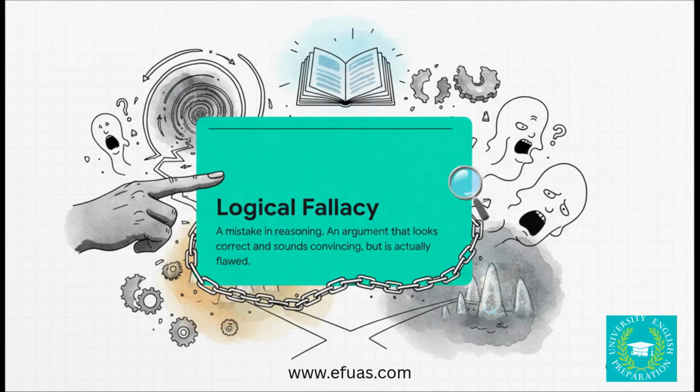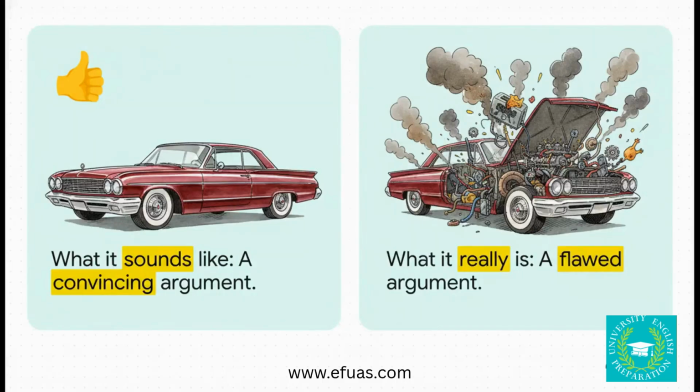So here's the textbook definition. It's a mistake in reasoning. But the really important part is that it sounds convincing. That's what makes it so sneaky. It's not just someone getting a fact wrong. It's the very structure of their argument that's built to trick you. And this right here is the whole magic trick. On the surface, it sounds totally legit, like a solid, convincing point. But when you pop the hood and actually look at the engine, you realize it's completely flawed. Today, we're going to give you the toolkit to do just that.